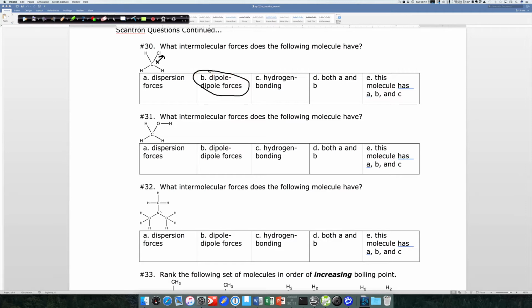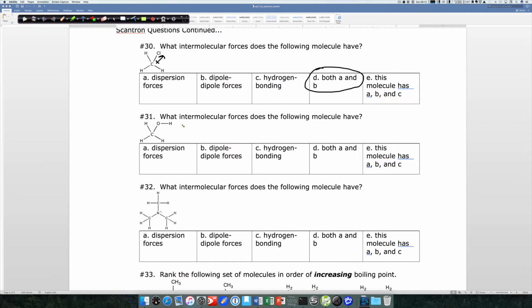it definitely has this one, but it also has dispersion forces, so I shouldn't have circled that right away, because it's got both A and B is the correct answer to this question. Everything has dispersion forces. Only some things have dipole-dipole forces, those things with permanent dipoles. And this molecule does not have hydrogen bonding. It doesn't have the OH group or the NH group that we're looking for.